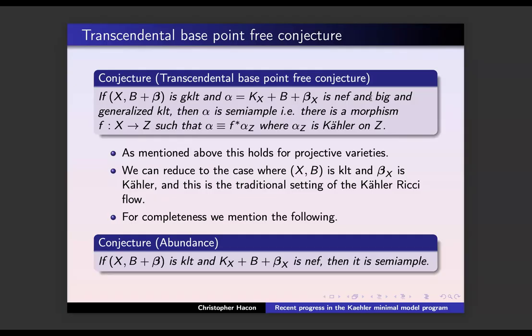Now, I could have also stated this similarly to the base point free theorem by just saying that alpha is nef and the class B plus beta_X is big. The reason I didn't state it, it will be clear in a few minutes, is that we can actually reduce to the case when alpha is nef plus big by using O's result. So I'll mention that in a second. So this is the key case of the base point free theorem that one hopes to prove in the Kähler setting.